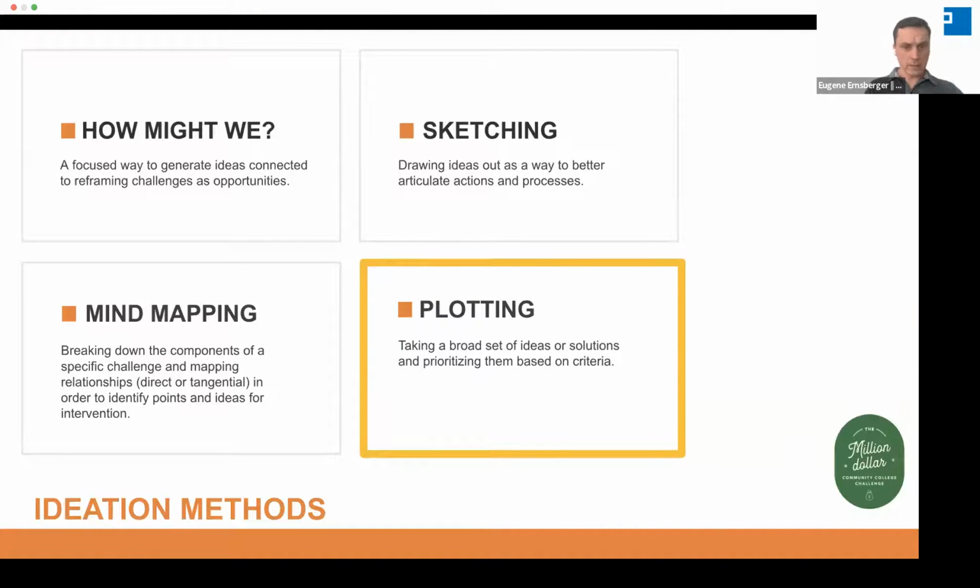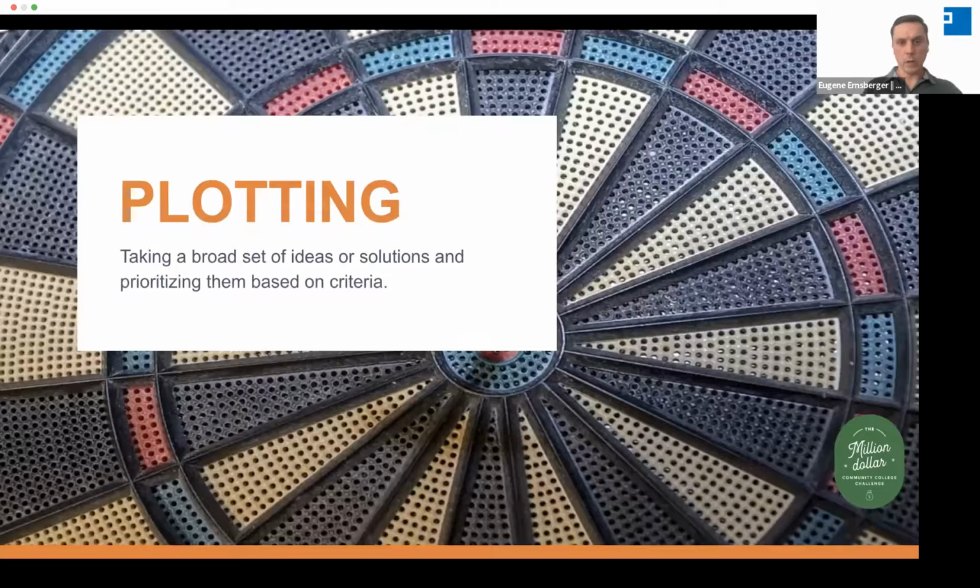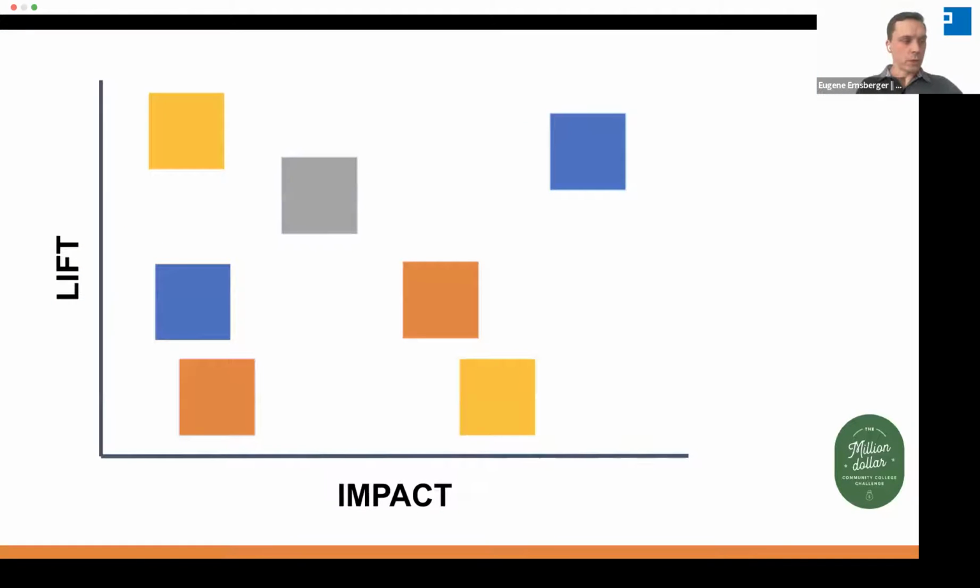So that leads us to plotting, which is where we take a broad set of ideas or solutions and prioritize them based off of criteria. As we just discussed, we came up with a bunch of ideas that we need to figure out what is actionable, or what is the best use of our resources. And we do that by thinking through the cost in terms of lift, time and energy, and the impact. What is the likely impact that solution is going to have on the stories that we've developed so far?